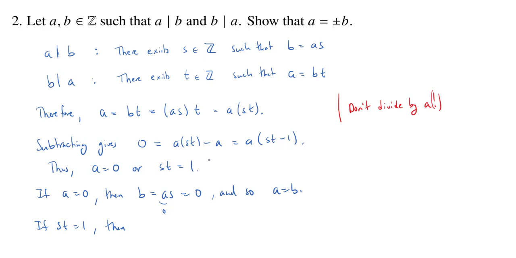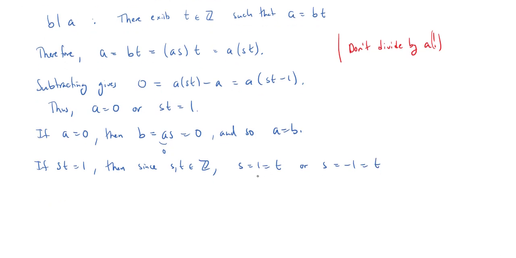Well, s and t were both integers, and there's not so many integers that can multiply with each other to give you 1. In fact, there's only 2 sets. So then, since s and t are integers, s and t are both 1, or s and t are both negative 1. It's the only way to do it. Okay, so what if s and t are both 1? Well, if s equals 1 equals t, then what was a? a was equal to b times t. Well, t is 1, so a is equal to b.